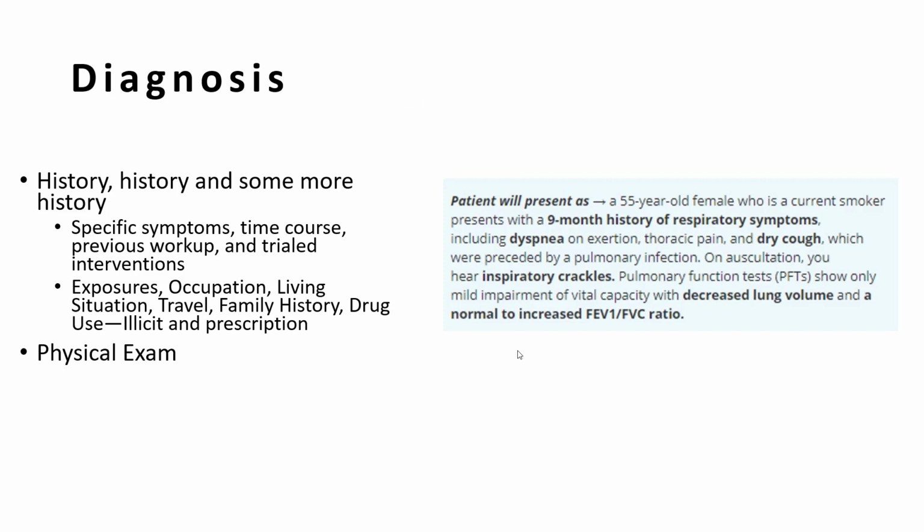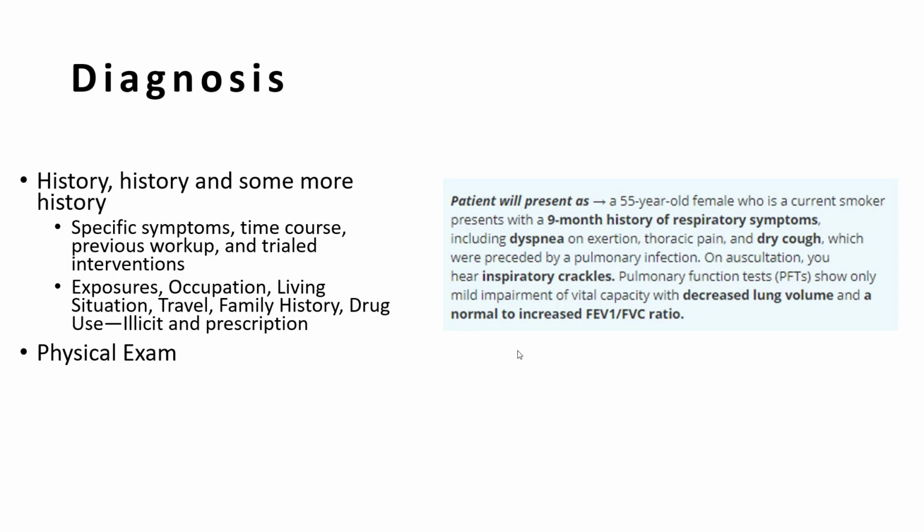When we talk about doing a history and physical examination on a patient with this presentation, we're talking about a very detailed history that's going to go deep into social history in terms of occupation and potential exposures. A history that you might see would be something like, on the right, a 55-year-old female current smoker with a 9-month history of respiratory symptoms, including dyspnea on exertion, occasional thoracic pain, and then dry cough. We listen to her, hear some inspiratory crackles, we get a chest x-ray in the office and order some pulmonary function tests, and that, of course, is going to show a restrictive pattern in the form of normal to increased FEV1 to FVC ratio, but decreased lung volumes.